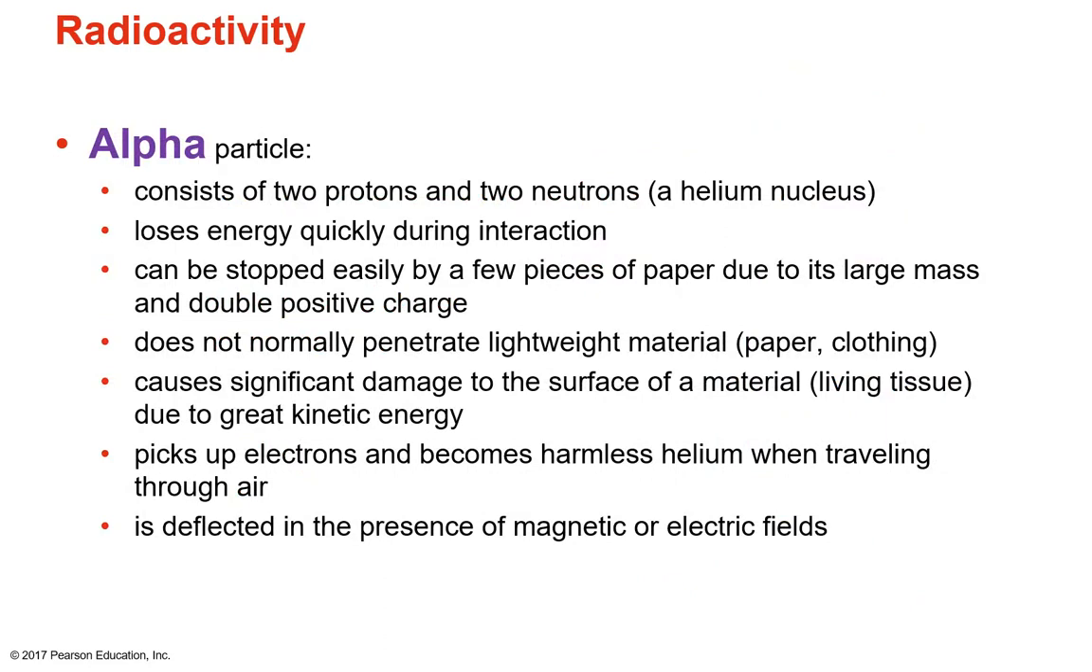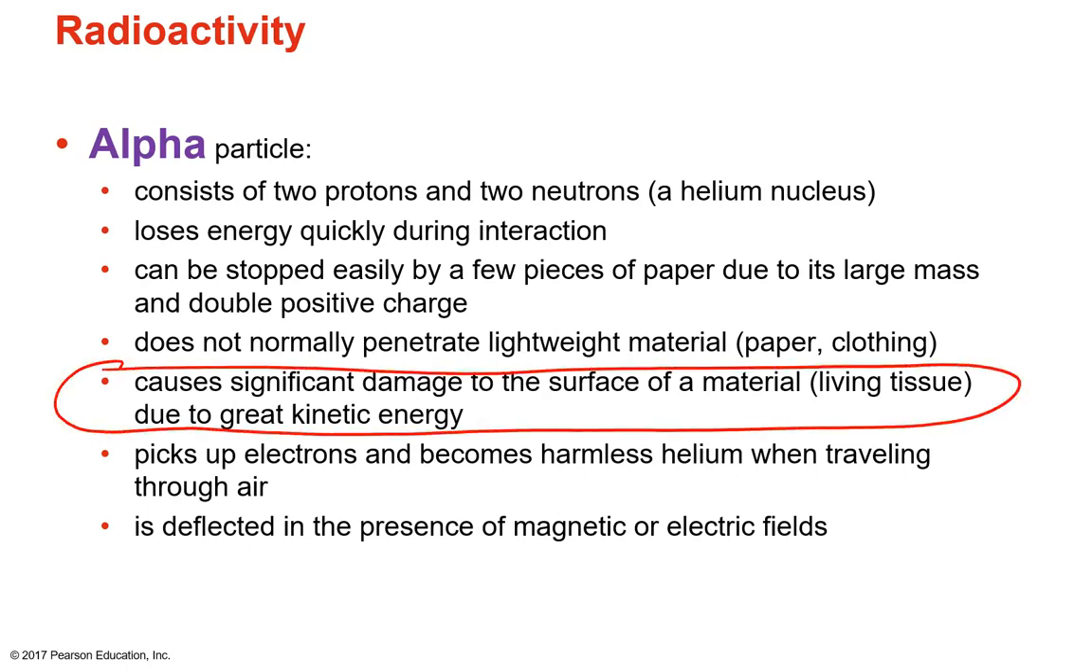Okay, so here is a breakdown of information about the alpha particle. We've already seen pretty much all of these things, except for here, it'll cause significant damage to the surface of a material. So for instance, alpha particles, you can stop them with a piece of paper, but if those alpha particles hit your skin, they'll cause damage to the skin because that energy is going to be absorbed and it will then break bonds in your cells. So you don't want to be exposed to it. But if you do, your skin's going to protect you.